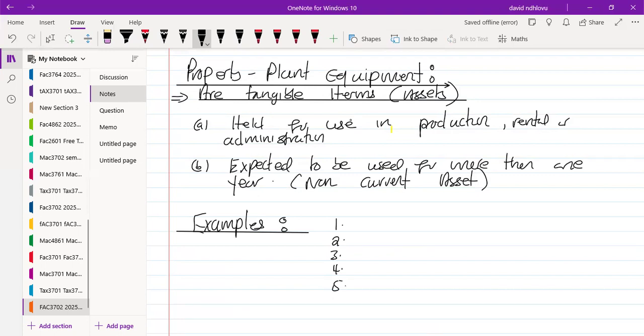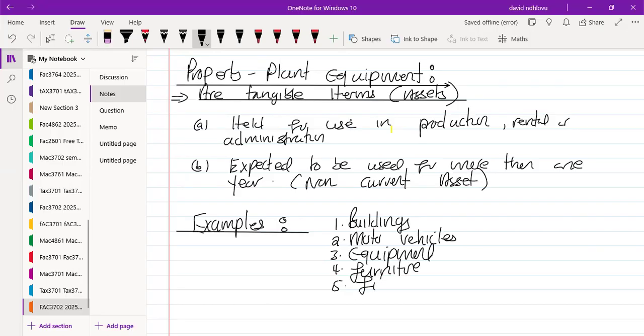Yes, we're still here. Wonderful. We can have buildings. We can have motor vehicles. We can have equipment. We can have furniture. We can have fittings, etc. So all these things represent what we call property, plant, and equipment.